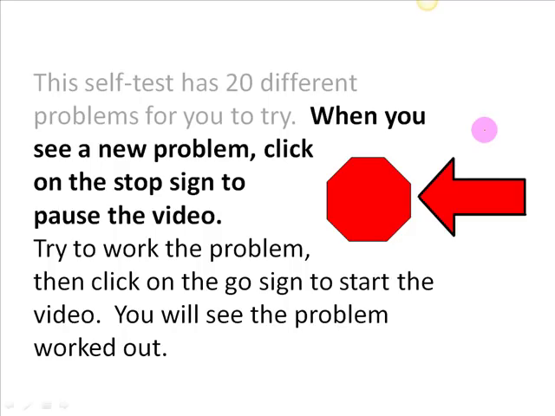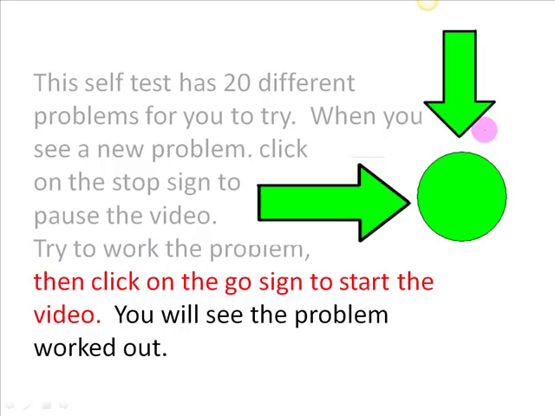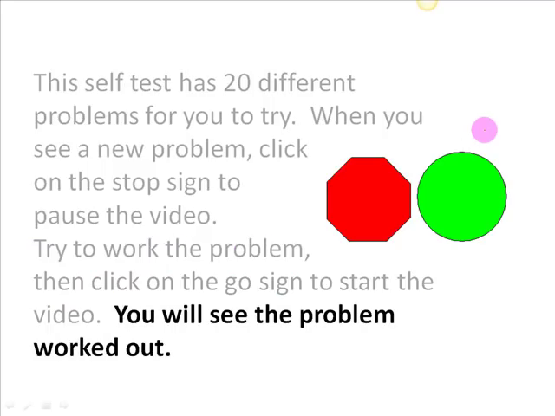When you see a new problem, click on the stop sign and that'll pause the video if you're watching this on YouTube. Try to work out the problem on a piece of scratch paper and then click on the go sign and you'll see the problem worked out.